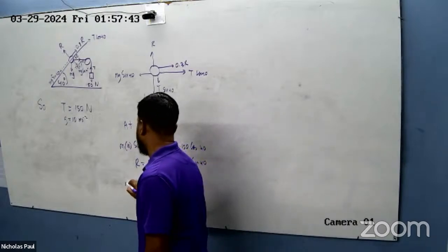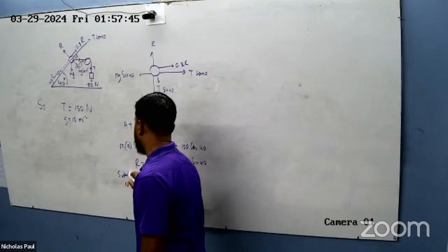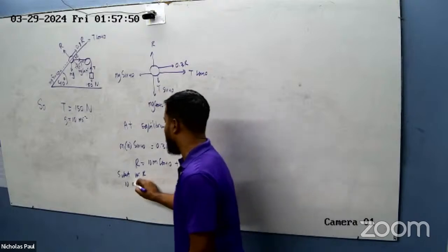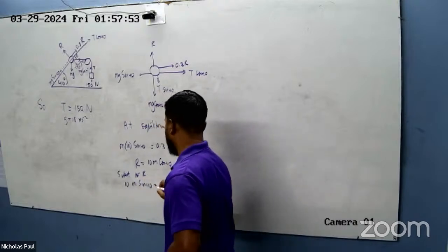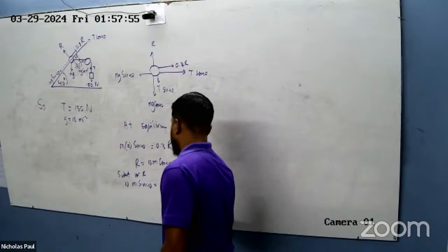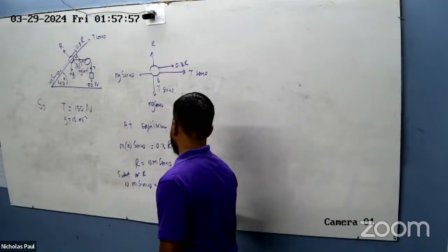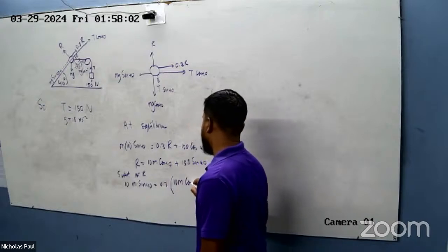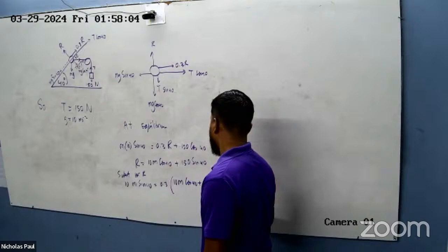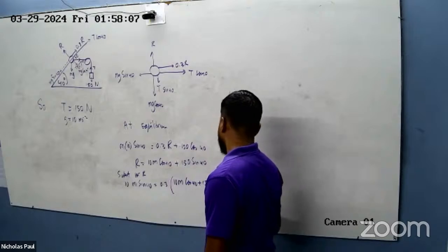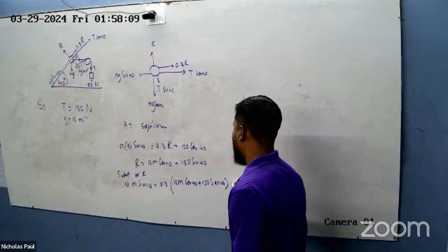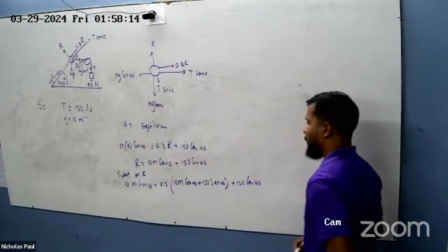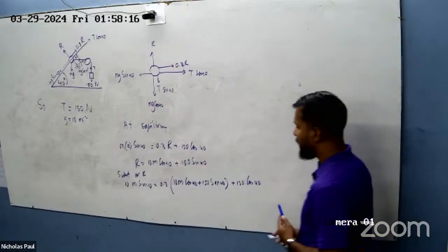So I'm going to substitute for R, right? I'm going to substitute R in here. So I'll get 10M sine 40 is equal to 0.3 by 10M cos 40 plus 150 sine 40 plus 150 cos 40. Tell me where you get M.